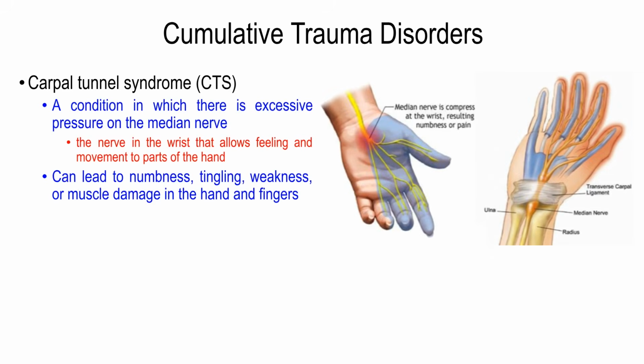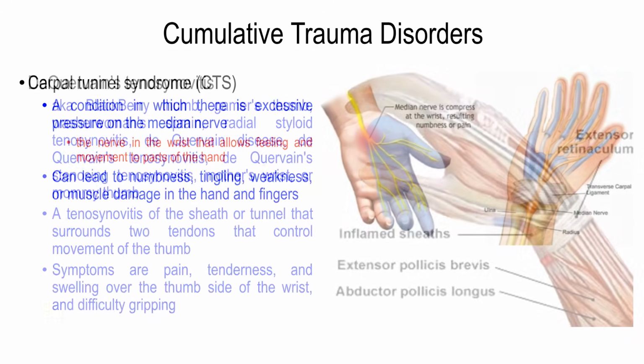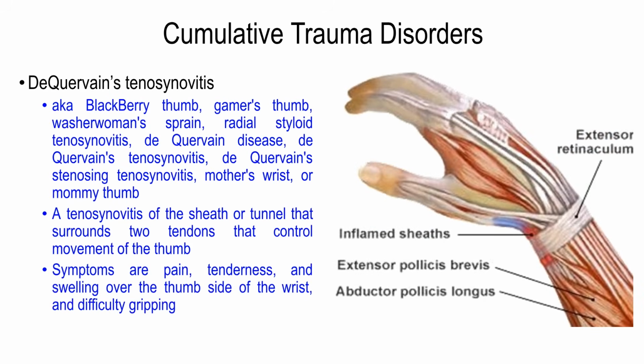Carpal tunnel syndrome, or CTS, results from excessive pressure on the median nerve in the wrist. This nerve allows feeling and movement in parts of the hand. CTS can cause numbness, tingling, weakness, or muscle damage in the hand and fingers. De Quervain's tenosynovitis is tenosynovitis of the sheaths surrounding two tendons that control thumb movement. It is also known by several informal names. Symptoms include pain, tenderness, swelling over the thumb side of the wrist, and difficulty gripping.